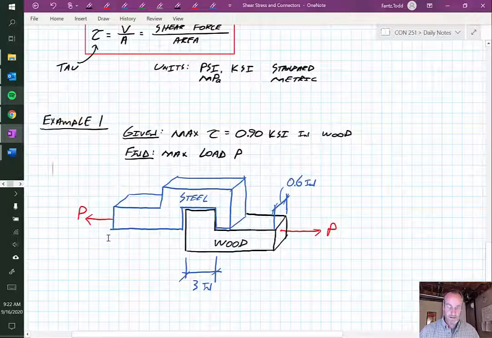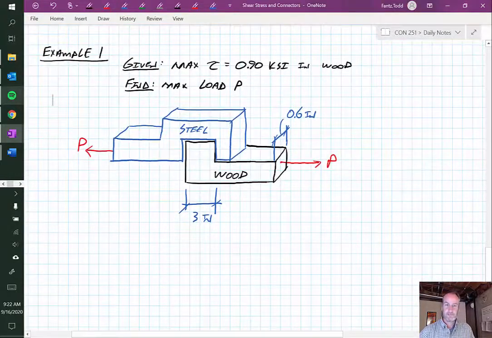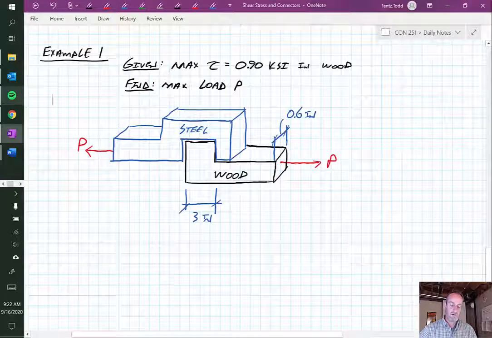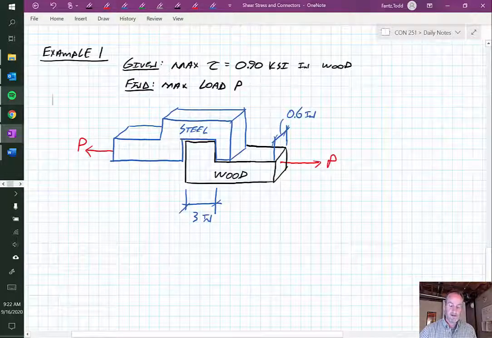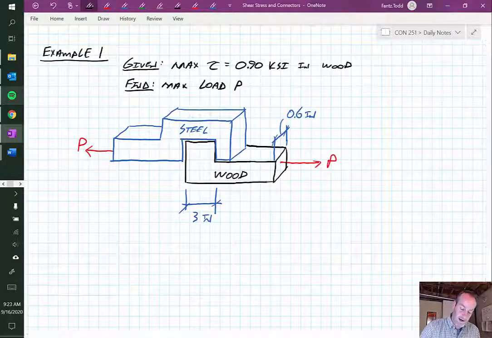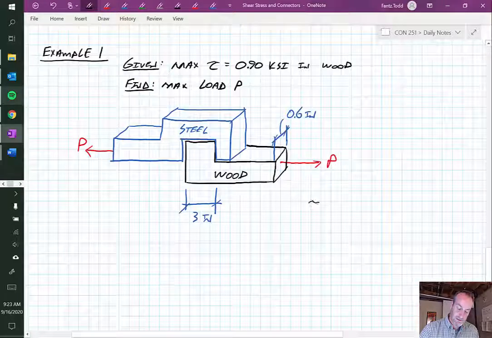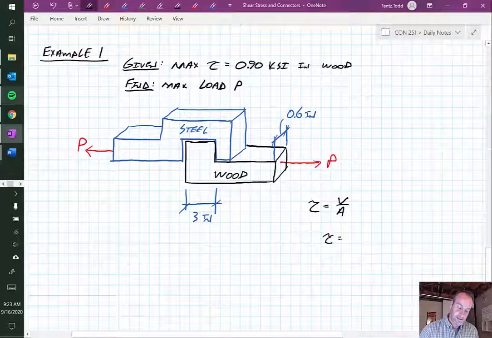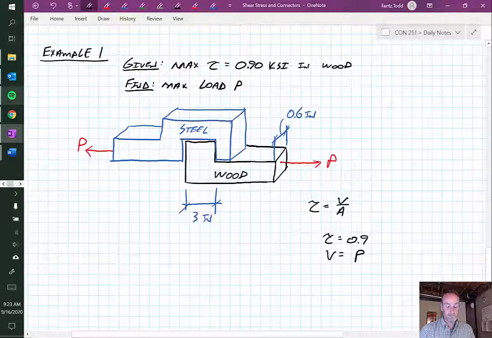So if you want to pause the video and try it on your own, that'd be pretty cool. If not, you can just watch me solve it. So with that in mind, what we really need to do is determine the sheared area, because we talked about the force. Well, force is P. If I write down what I know, my equation was tau is equal to V over A. Well, I already know my tau, that's 0.9, and V, the shearing force, is whatever P is equal to. That's what I'm looking for.